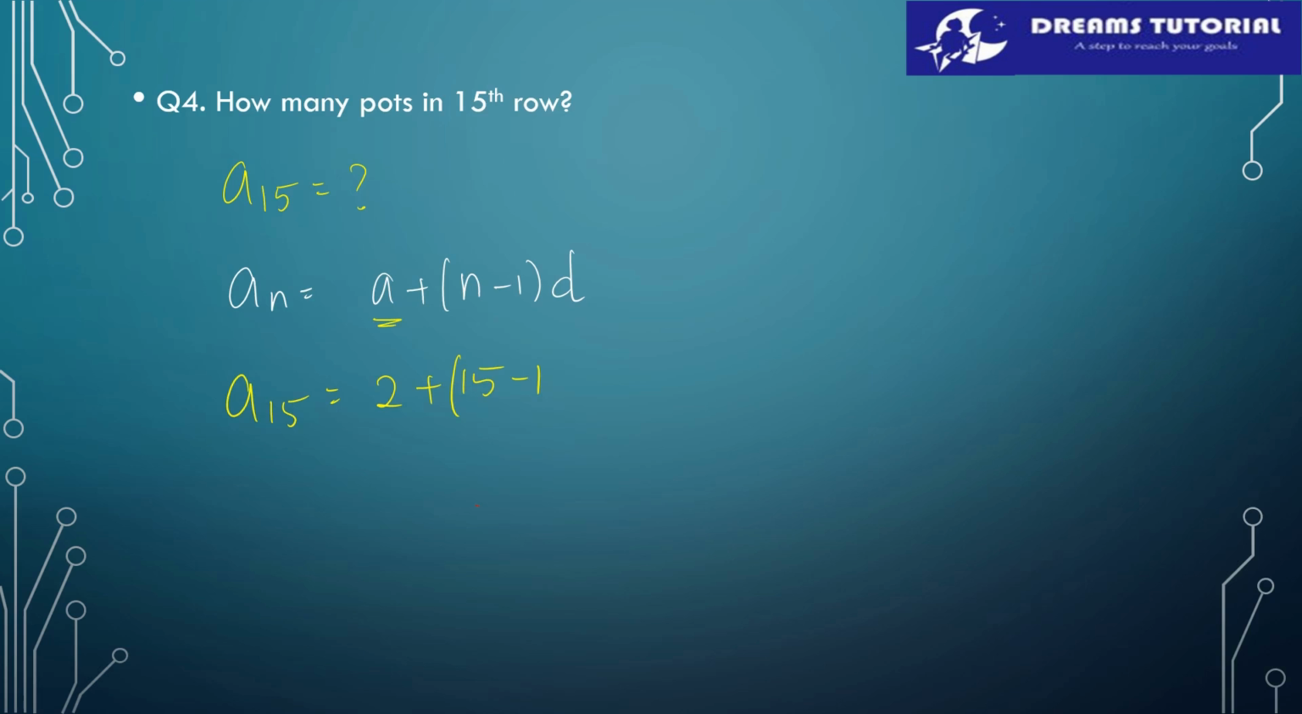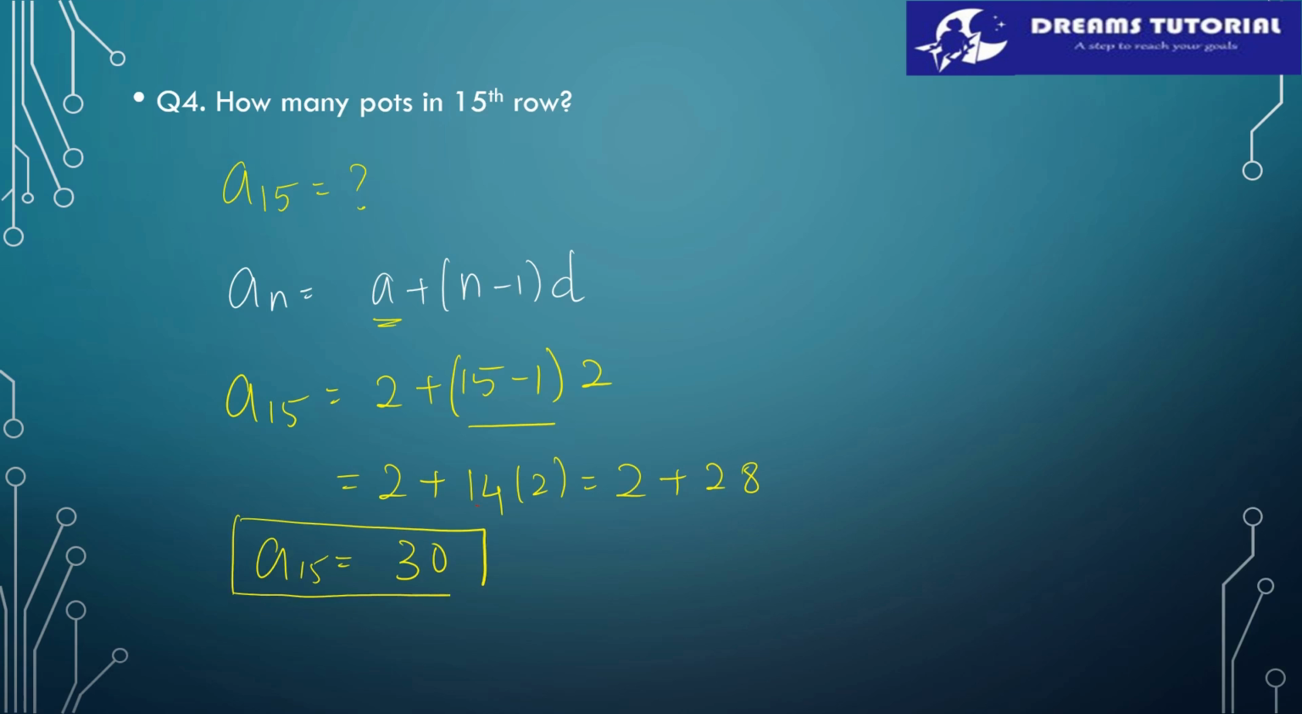So 15 minus 1 into D, which is already known to us as 2. Substitute that as well. So 2 plus 15 minus 1 is 14 into 2 is what we have. When simplified, this is going to be 2 plus 14 2's are 28. So 28 plus 2 is nothing but 30. So this is the value of A15. That means there are 30 plants in the 15th row. I hope we all are clear with it.